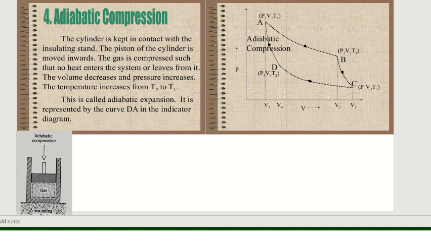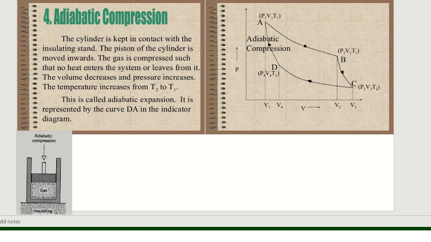Either it is going to gain the heat or it is going to reject the heat. In this, while it is compressed, the gas volume decreases, and the pressure increases, along with the temperature, which increases from T2 to T1. So in this diagram you can see DA is the adiabatic compression. The curve DA is the adiabatic compression.